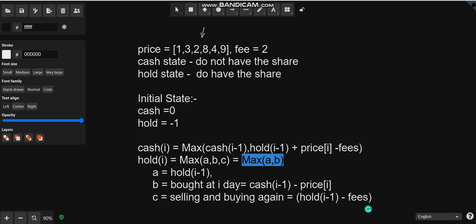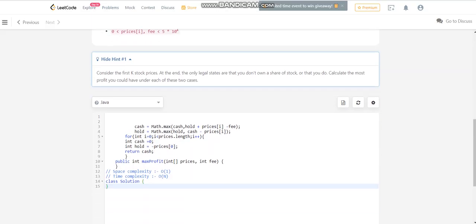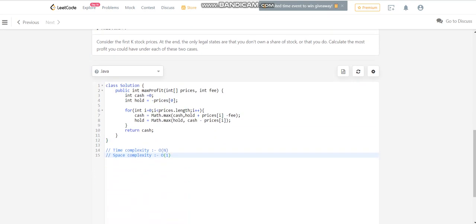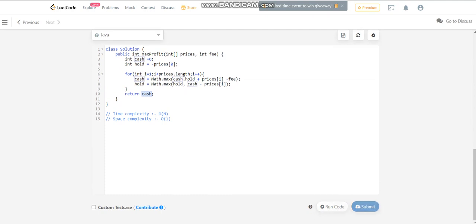So I will quickly share the code for this. So this is the code. I have initialized two variables, cash and hold, and then I'm looping through the first element, and will loop through the entire array, and these are the same equations which I have, and at the end I will get my answer in the cash variable. So I can submit it.